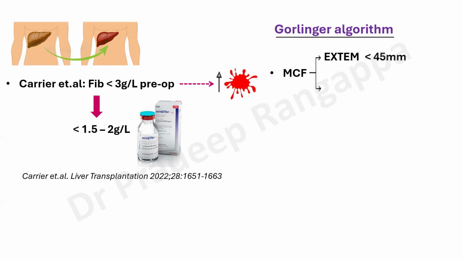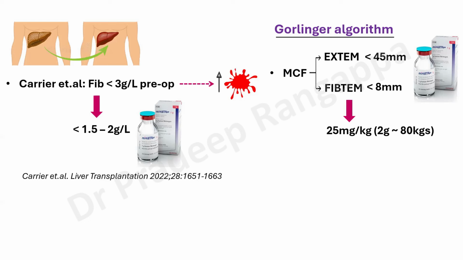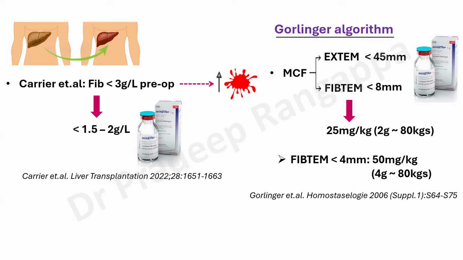That's why I spoke about ROTEM. In the Gorlinger algorithm, they looked at MCF, the maximal clot firmness, identified in ROTEM. They looked at EXTEM, which, as I said, is similar to the extrinsic pathway, which correlates to APTT. If EXTEM was less than 45, and FIBTEM, the assay which assesses fibrinogen levels, is less than 8 millimeter, then the Gorlinger algorithm in liver transplant suggests one has to administer 25 milligram per kg of fibrinogen concentrate.